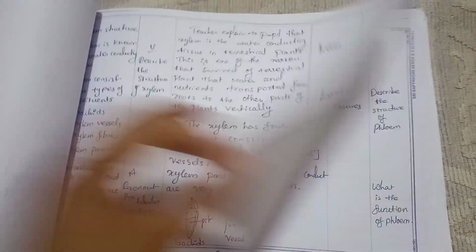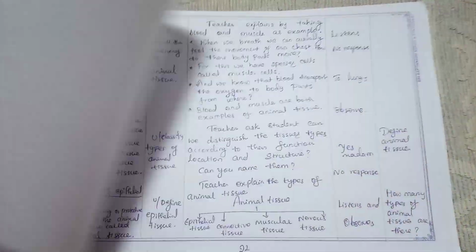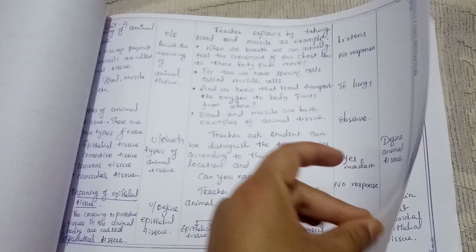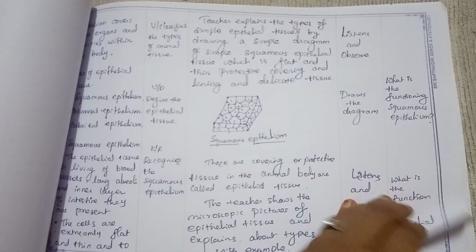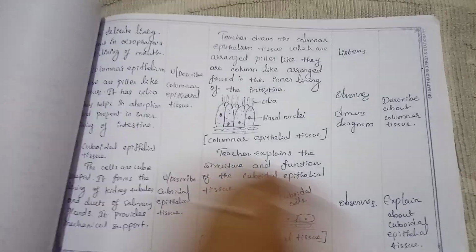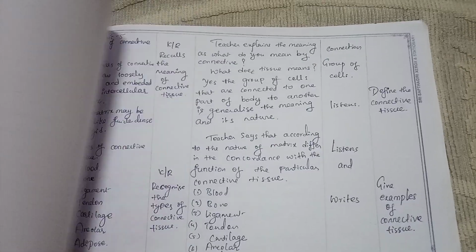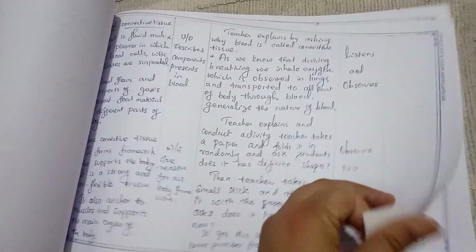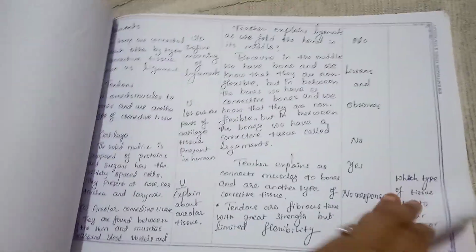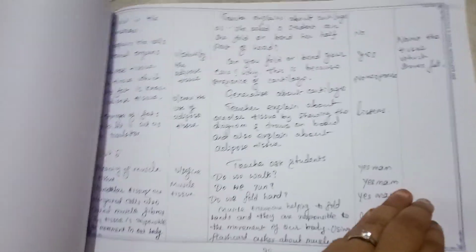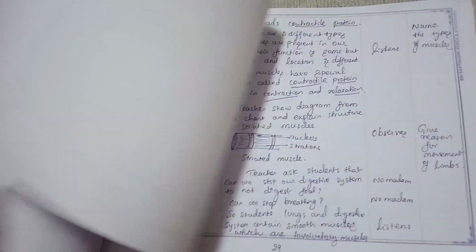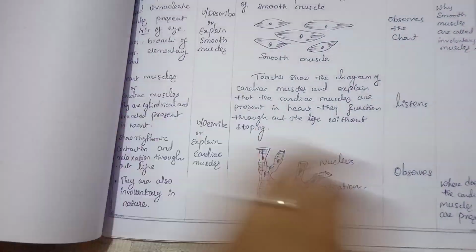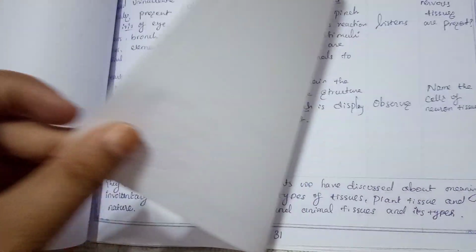You can see the structures and notes, small notes, activities and all. You have to write continuously. This is connective tissue, got the information. After that, lastly, muscle tissue and nervous tissue and their types and their structures I have explained.